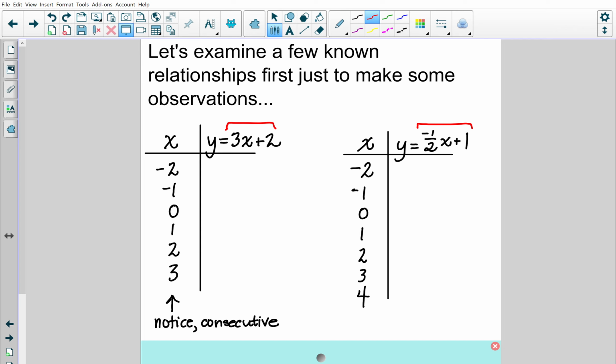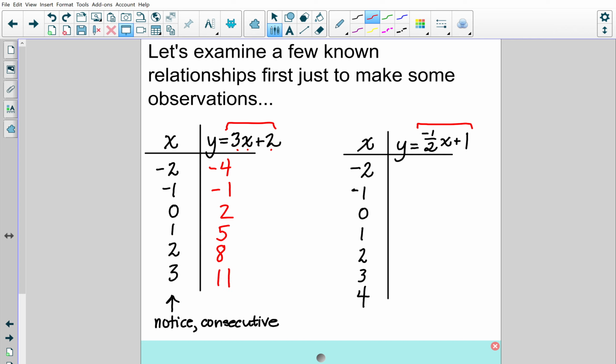So the points for this particular function, if I put -2 in for x, I will get -6 plus 2 is -4. -3 plus 2 is -1. 0 plus 2 is 2. And let's see, 3 times 1 is 3 plus 2 is 5. 2 times 3 is 6 plus 2 is 8. And 3 times 3 is 9 plus 2 is 11.